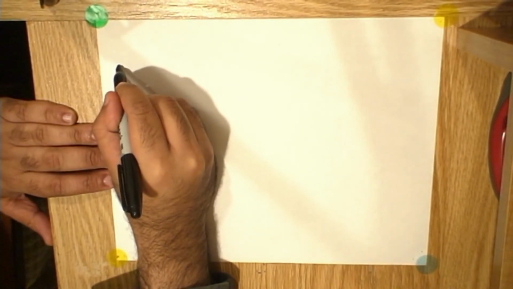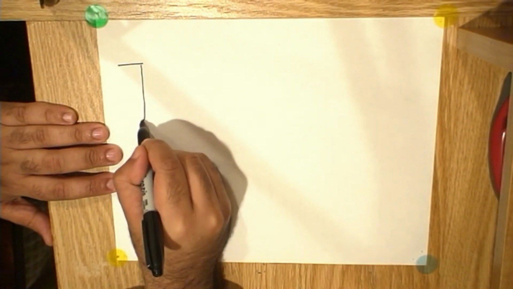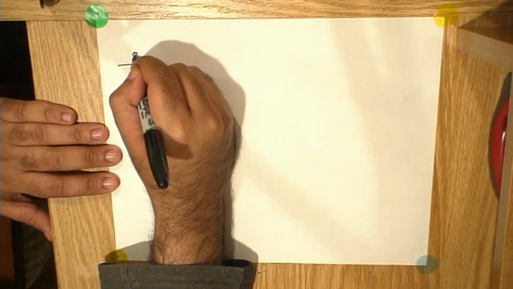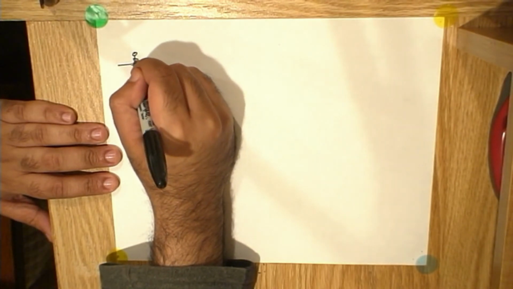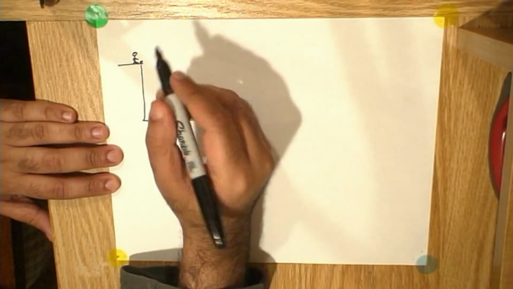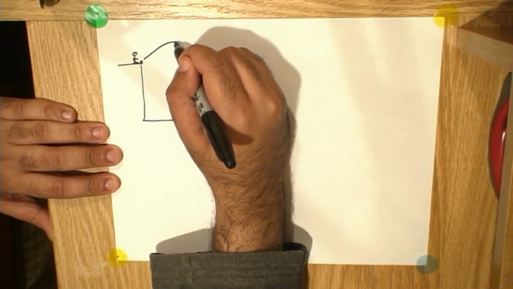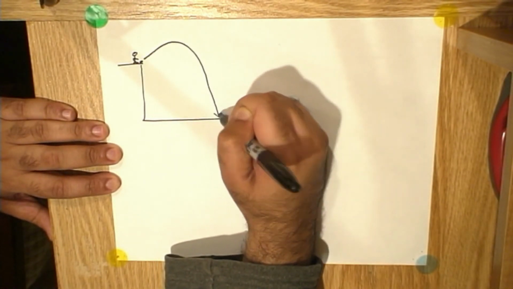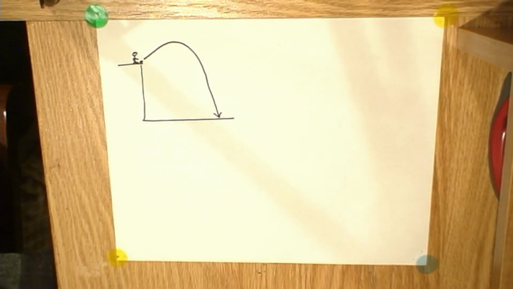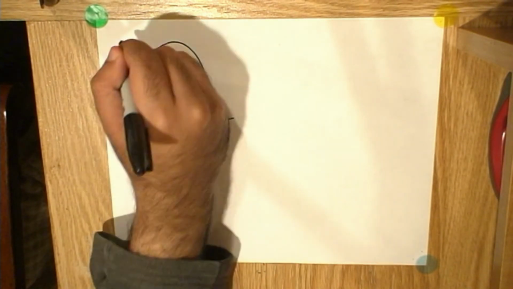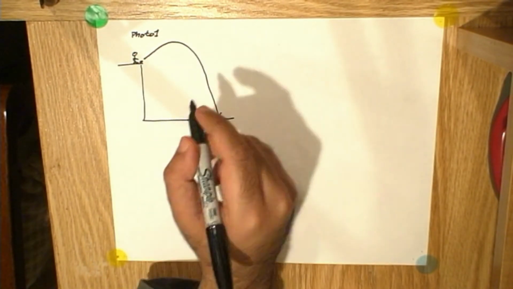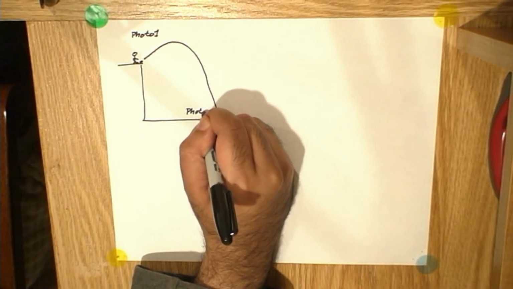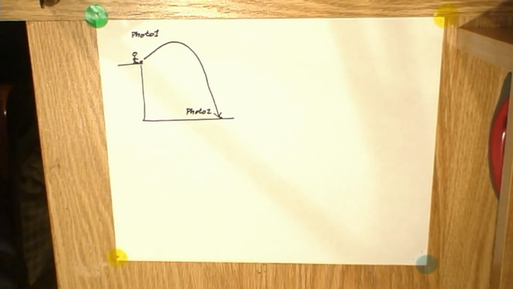In this question, we have a golfer who is standing on an elevation on the course, and she hits the golf ball such that it will land something like this. Now, in this case, photo 1 will correspond to a nanosecond after she has struck the golf ball, and photo 2 to a nanosecond before it lands.